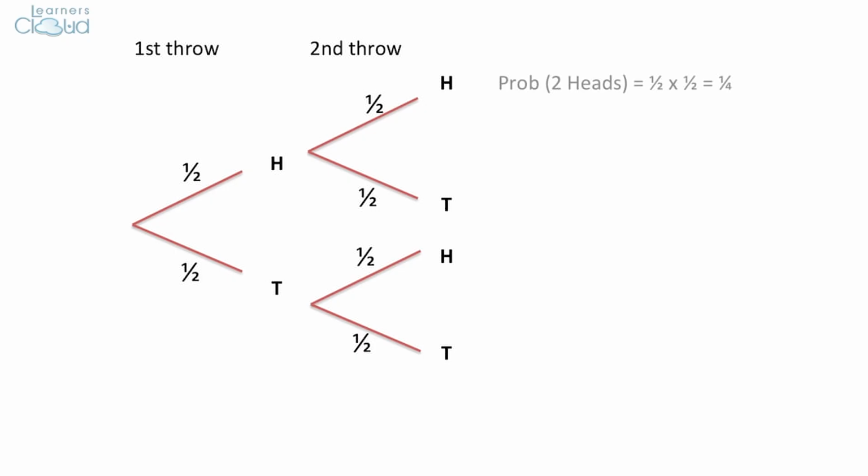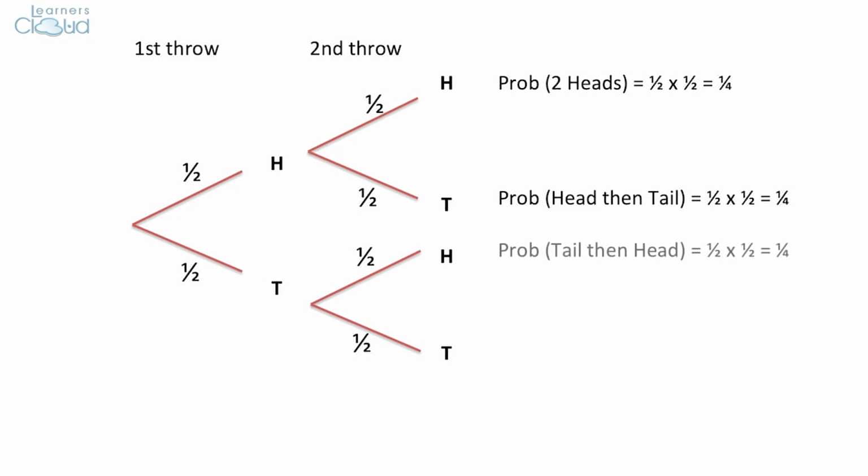So the probability of two heads would be a half, the probability of getting a head on the first throw, multiplied by a half, the probability of getting a head on the second throw, which would give us an answer of a quarter. The same would be said of the probability of getting a head first, then a tail. Also, the probability of getting a tail, then a head, would be a half times a half, giving us a quarter again. And finally, a tail and then a tail would be a half times a half, so a quarter again.